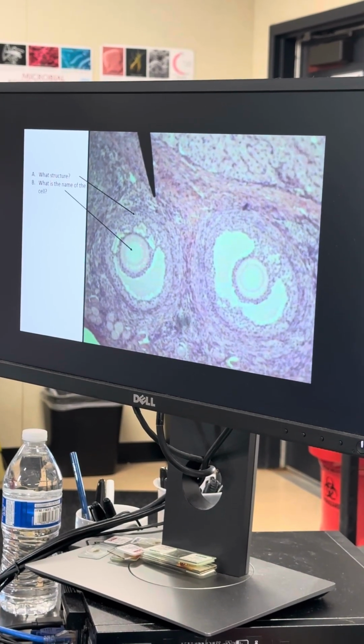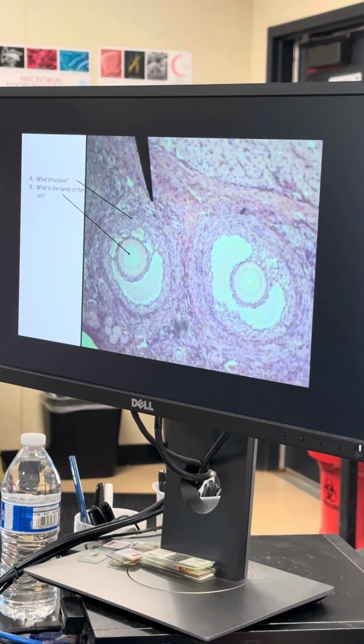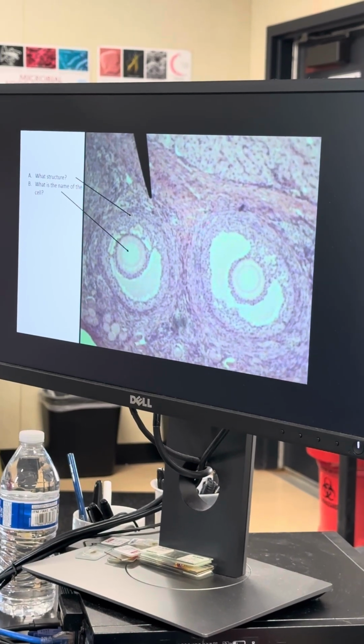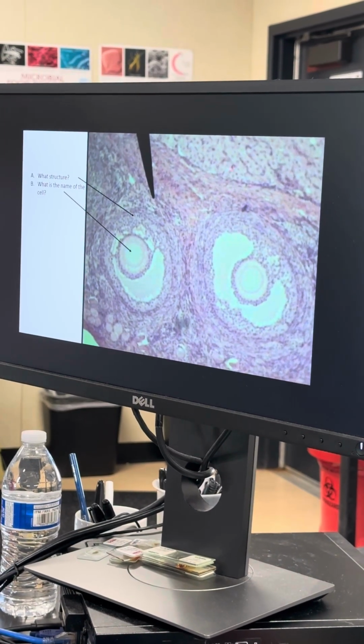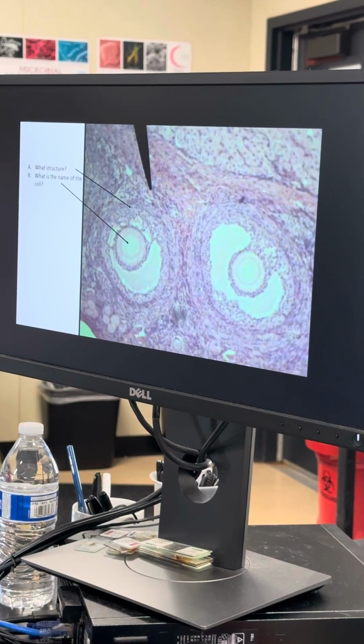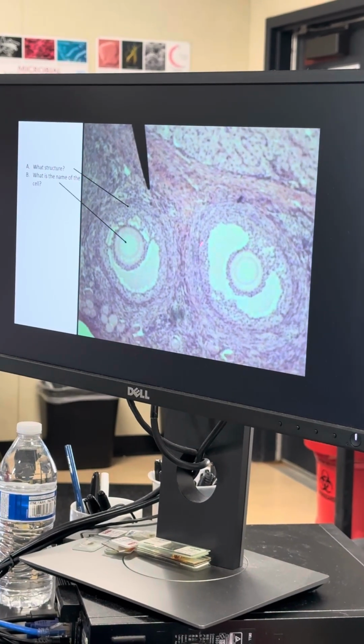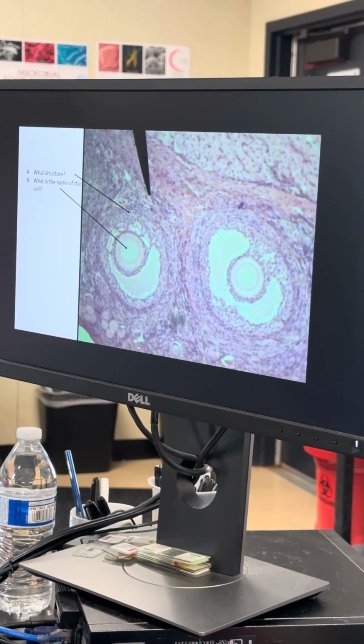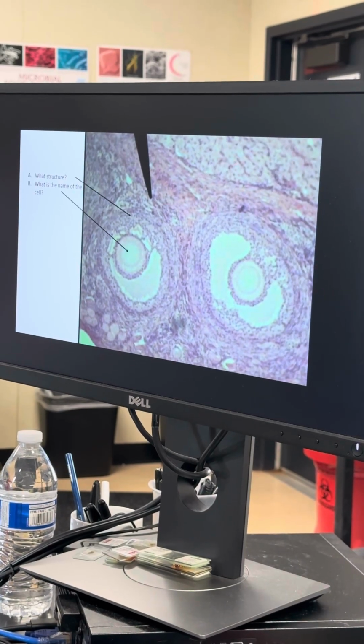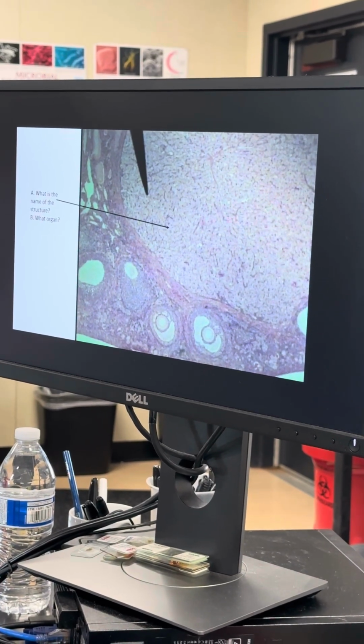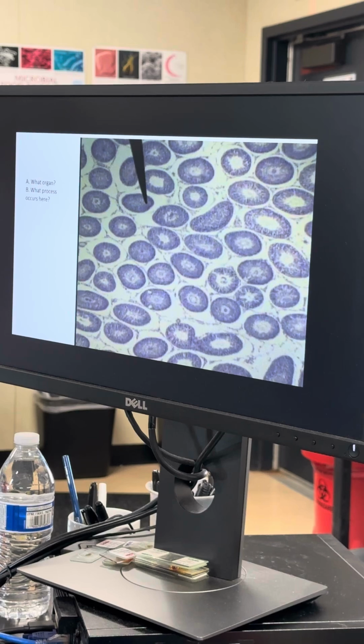What is the name of the cell? Egg. What is the name of the structure? Graafian follicle. What is the name of the structure? That is corpus luteum. When the egg leaves Graafian follicle, the Graafian follicle becomes corpus luteum. It releases progesterone.